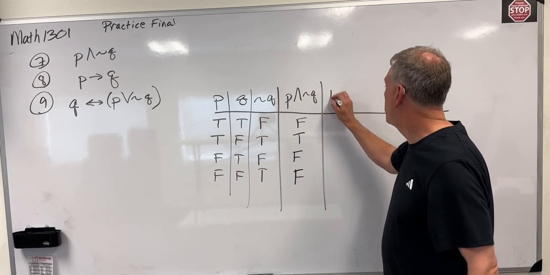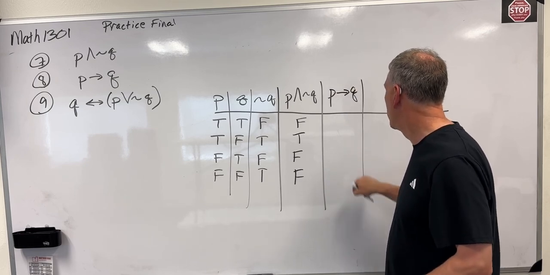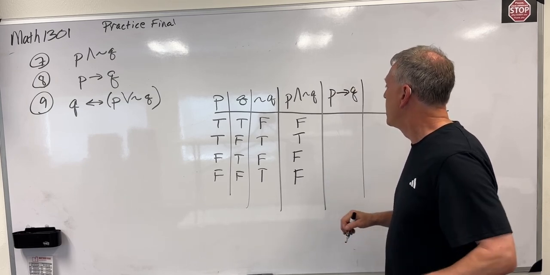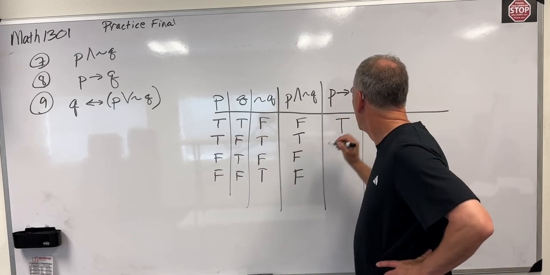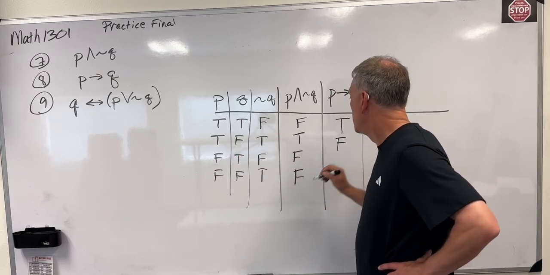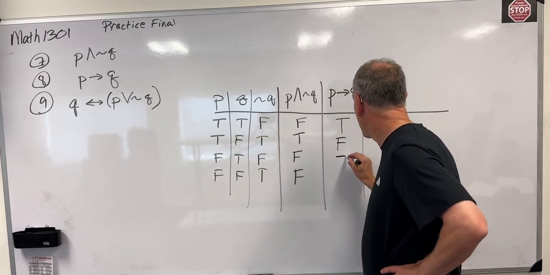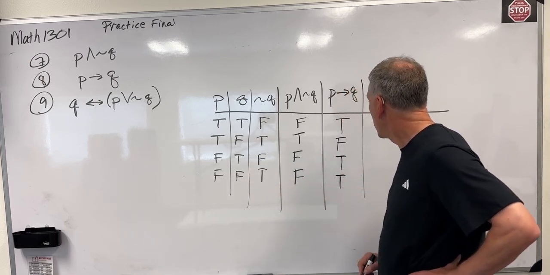The next one, P, then Q. You might remember that on this one, if the first one's true and the second one's true, it's true. If the first one's true and the second one's false, it's false. If the first one's false, this thing is true no matter what. So that's how you do that one.